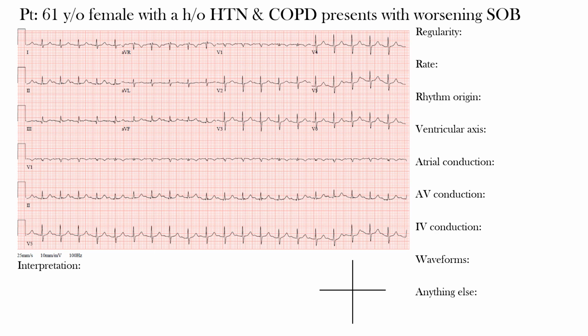So this week's case is a 61-year-old female with a history of hypertension and COPD. She presents with worsening shortness of breath. Her presenting EKG is shown here.